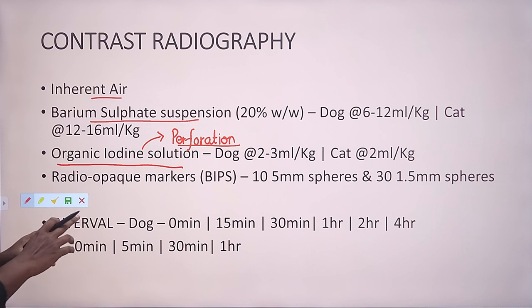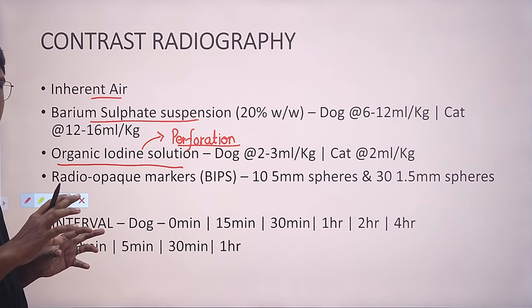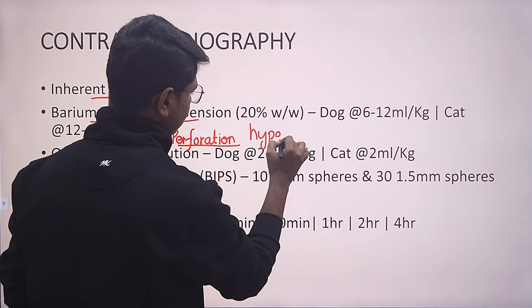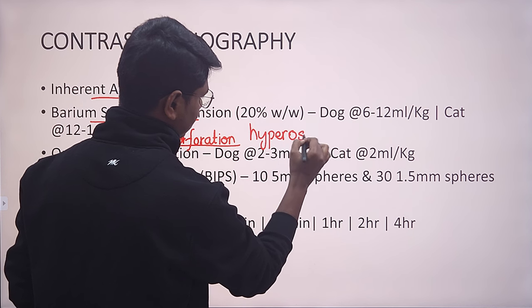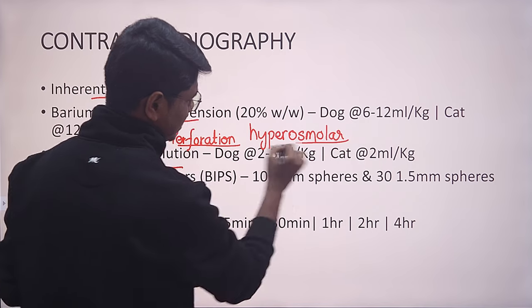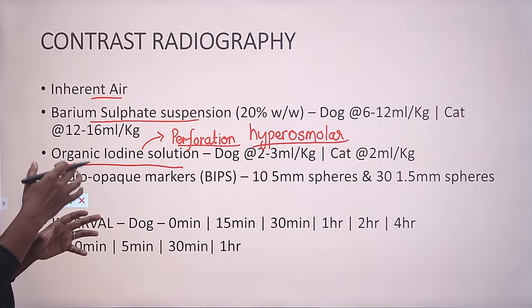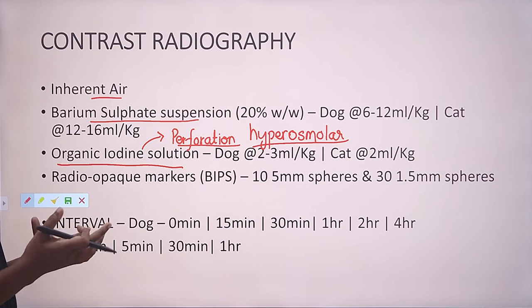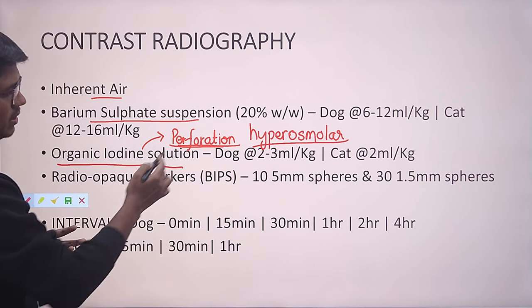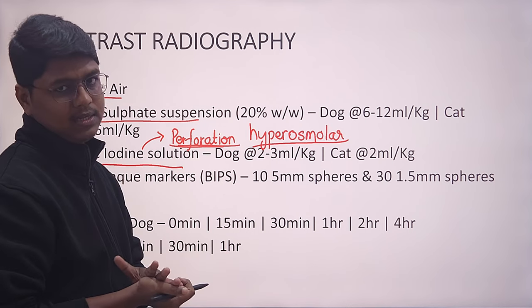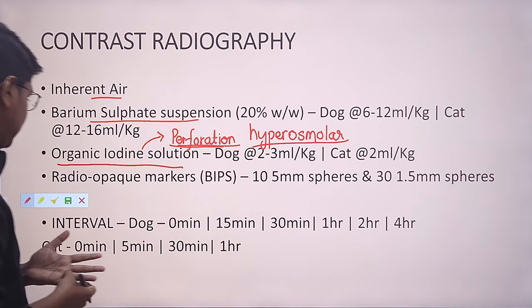Regarding organic iodine solution, the commercial organic iodine solutions are hyperosmolar. Okay, it means it has a high osmolarity. It will draw water from the interstitial cells into the intestinal lumen, causing fluid opacity, or it may hinder some pathology. So you have to dilute this organic solution, then you can give 2 to 3 mL per kg in case of dog, and in case of cat 2 mL per kg.